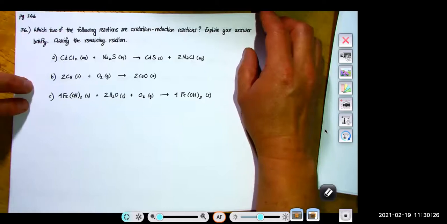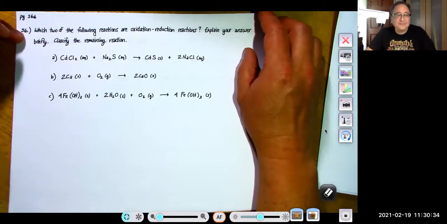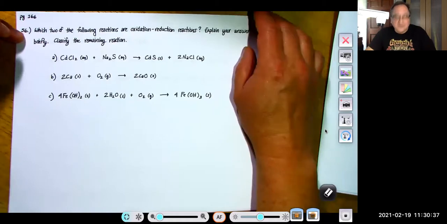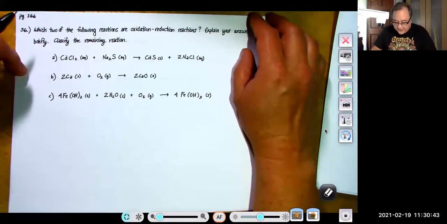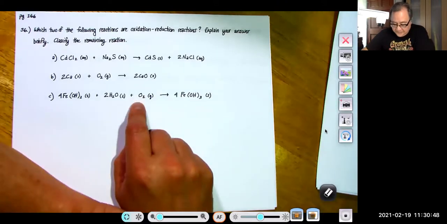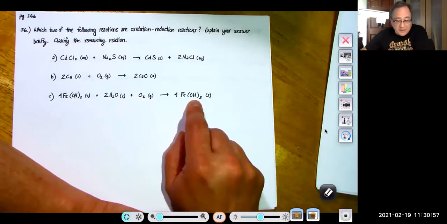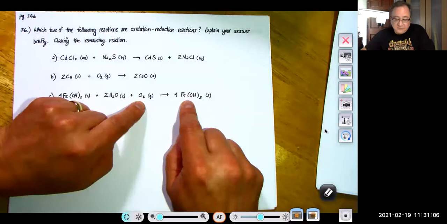Any other redoxes here? Maybe C. How about C because it's got a pure element? Because if we assign oxidation numbers, what's the oxidation number on this oxygen? Pure element, 0. What's the oxidation number on this hydrogen? +1. This oxygen will be a -2. And when the oxidation number changes, that means it's a redox. 0 to -2, it's a redox.